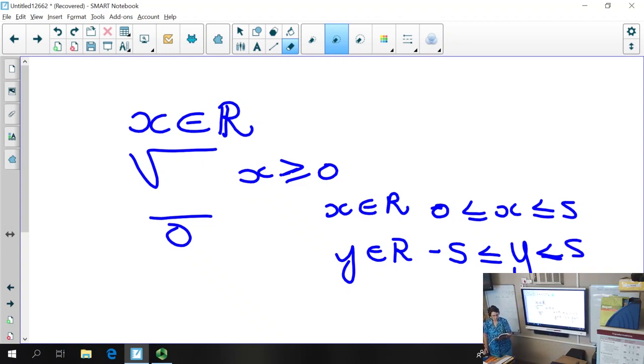Now I'm at number 1. The domain of 1. No, it's not a function. But we're not asking now, is it a function or not? We're looking at the domain and the range. Now look at number 2. What would you say is the x values here, Albert?